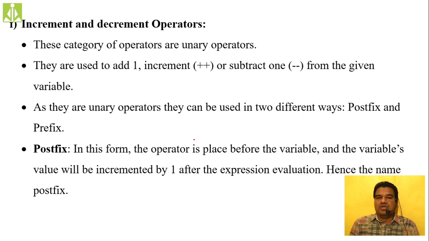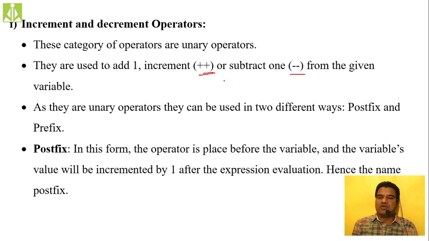So we have the increment and decrement operators. In order to frame these operators, you have to use double plus for increment and double minus for decrement. Whenever you use an increment or decrement operator with an operand, the increment will simply add one to that operand, and when you are using decrement, it will subtract one from that operand.